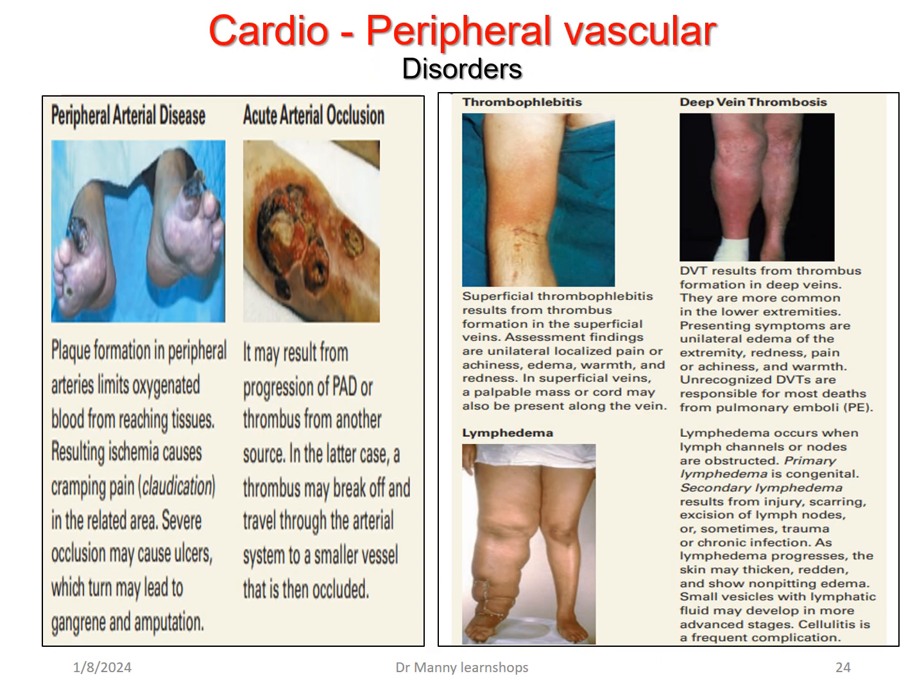Now, some of the disorders that occur with the cardiovascular system are peripheral arterial disease, and you can also include peripheral venous disease, which can be a consequence of deep vein thrombosis. You can have an acute arterial occlusion of your limb, which will result in ischemia and infarction. Other conditions include thrombophlebitis, deep vein thrombosis, and lymphedema. You can look at the diagrams to get an idea of what I'm talking about.